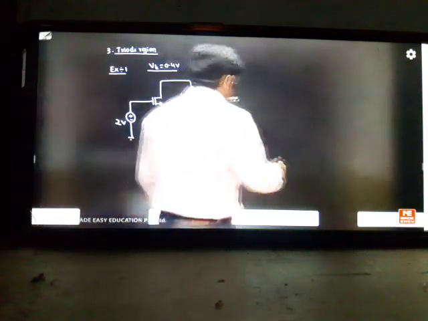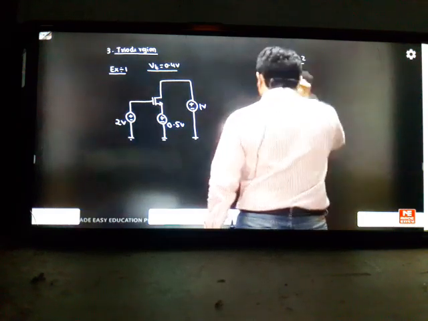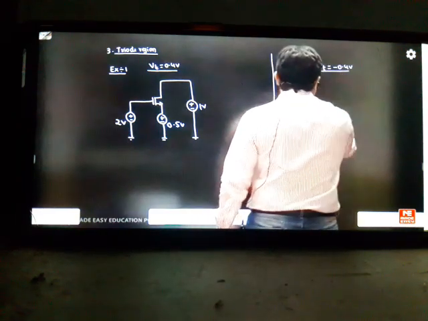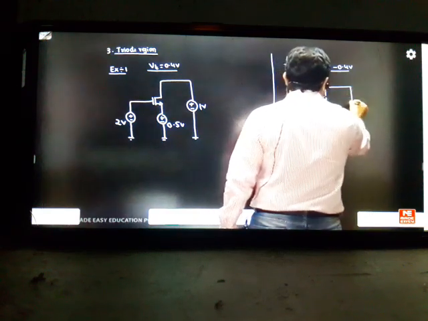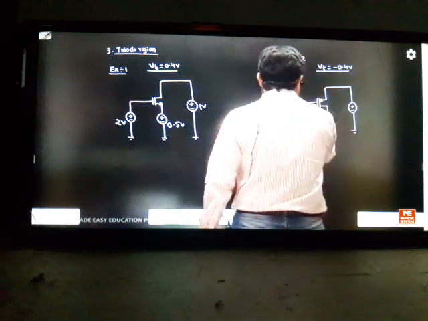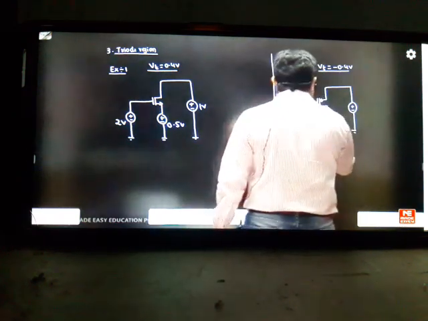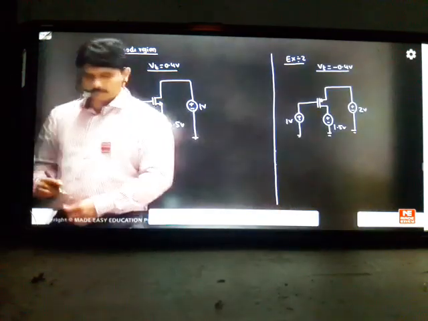In a similar manner, we'll go for a PMOS example. Your threshold voltage, you take it as minus 0.4 volts and make a PMOS question. In the PMOS, I'm giving this as 1 volt, this is 1.5 volts, this is 2 volts. You try to solve this problem by yourself.